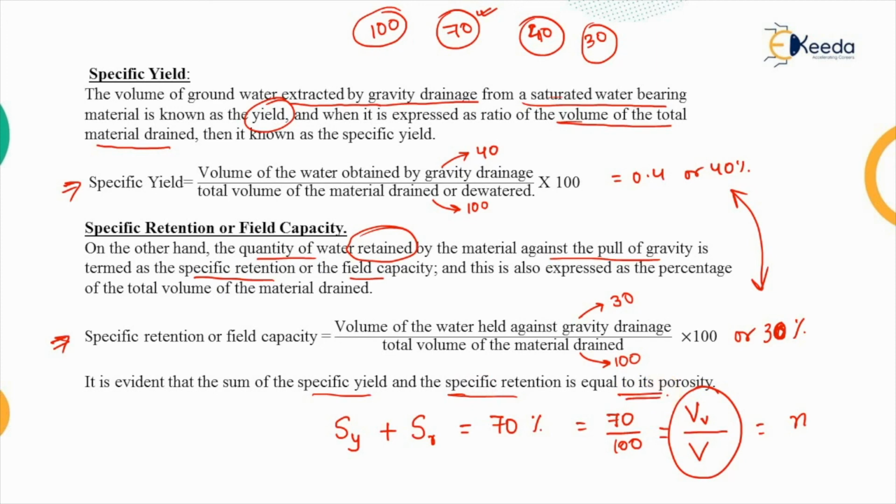So that completes the discussion regarding the occurrence of groundwater. Now in the next video, we will take a look at the different types of aquifer.